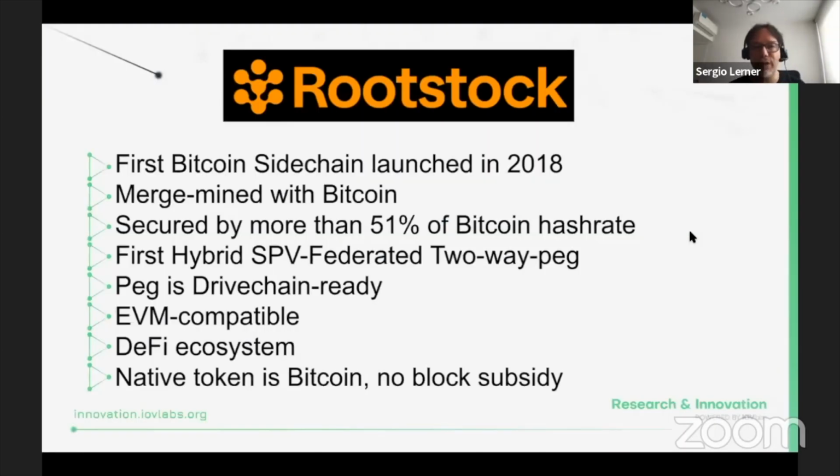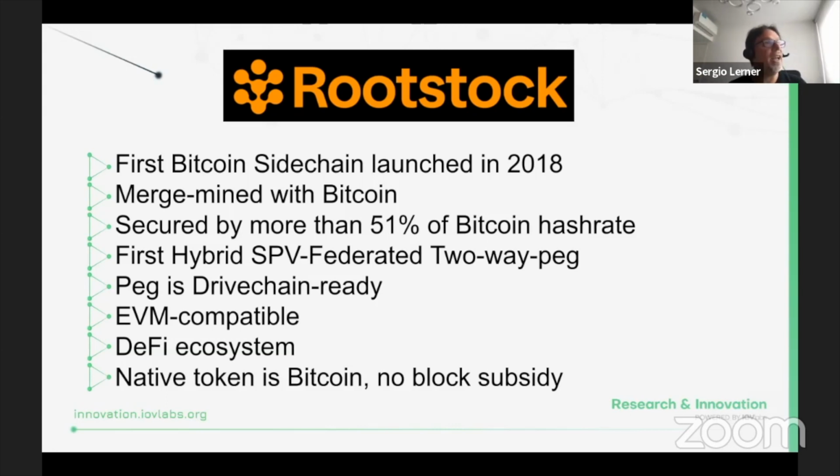Rootstock was the first Bitcoin sidechain. It was launched in 2018, but the project actually started in 2016, and it took us two years of different testnets to reach the point of launching Rootstock. It is merge mined with Bitcoin. So RSK blocks, Rootstock blocks, are produced by the Bitcoin miners and secured by more than 51% of the Bitcoin hash rate. So the majority of the Bitcoin hash rate is securing Rootstock at any moment. It implemented the first bridge, and it's the first hybrid SPV federated bridge. And one of the properties of this bridge is that it was designed to be drivechain compatible.